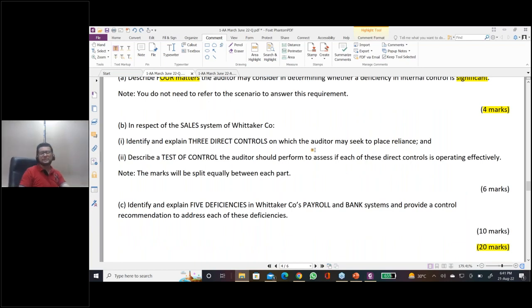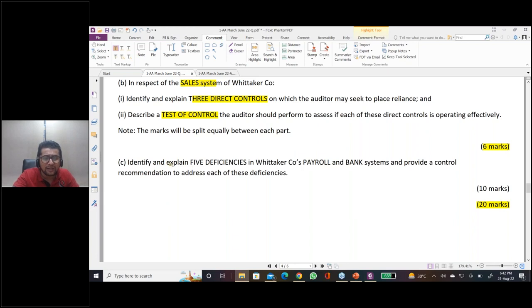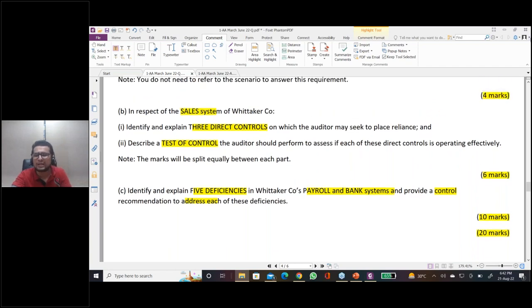Part B and part C, please be very attentive. Part B, in respect of the sales system, you have to identify and explain 3 direct controls, and then you have to write 3 tests of controls. So 3 plus 3 gives you 6 marks. And the question is only about the sales system. What about part C? Identify and explain 5 deficiencies within the company's payroll and bank system, and then provide obviously 5 control recommendations to address those deficiencies. So for part C, there are 5 twos, 10 marks available. And for part B, there are 3 plus 3, 6 marks available. Are you all clear with respect to the exam requirements of part B and C?